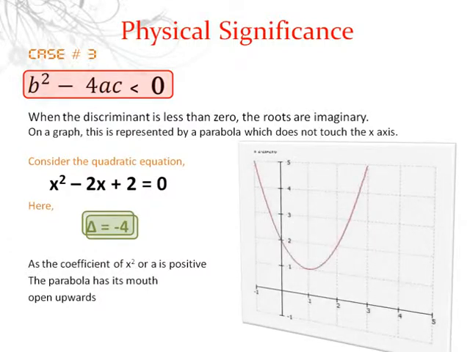As the coefficient of x square or a is positive, the parabola has its mouth open upwards. When you try to plot this on a graph sheet, it will not cut the x-axis. Let us see how it looks. As shown, the parabola does not cut the x-axis, and it's 1 unit above the x-axis in fact. And it has its mouth open upwards because the coefficient of x square is a positive number.